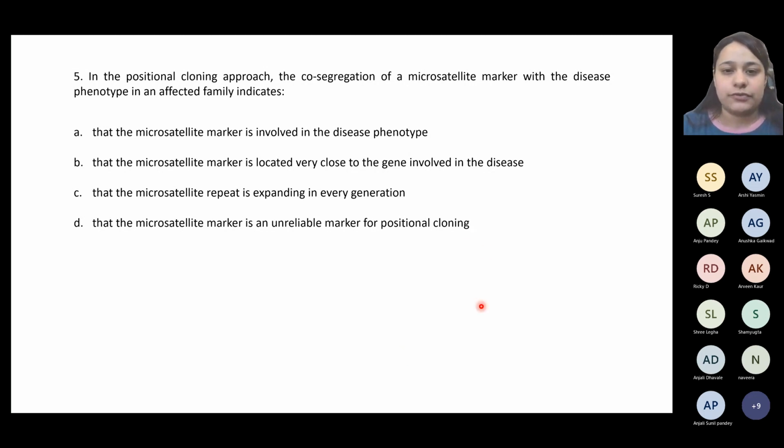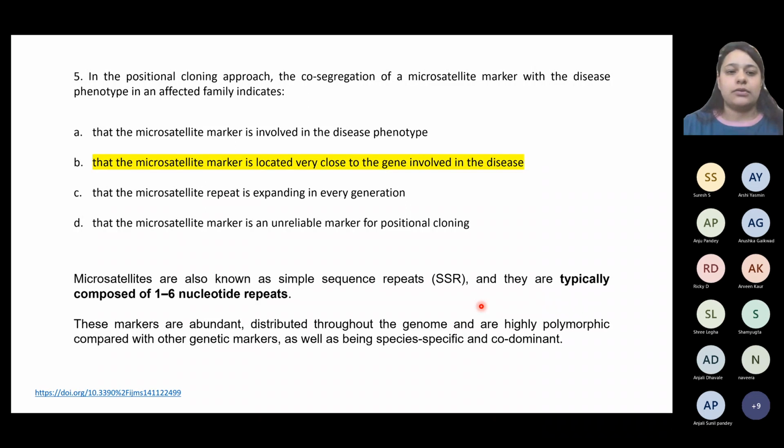Okay. So let us move to the solution part. So it says that the microsatellite marker is located very close to the gene involved in the disease, right? Okay. So what exactly is a microsatellite? First, let us see that.